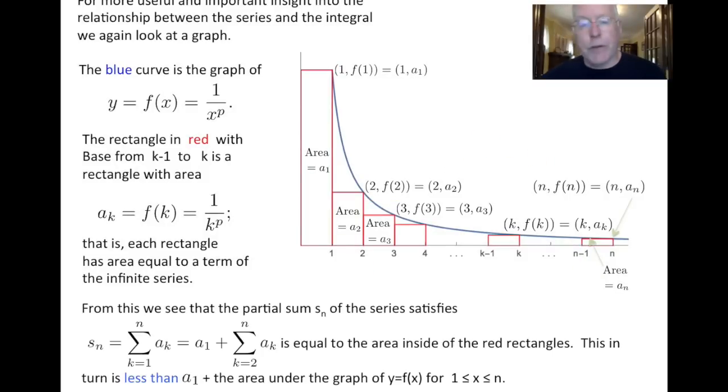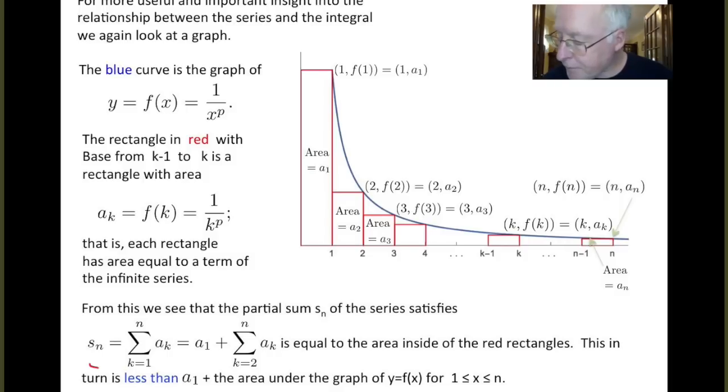Okay, let's continue with this then. So from this we see that the partial sum s sub n of the series, the summation from 1 to n of a sub k, we're going to break off the a sub 1, because notice the a sub 1 rectangle is out here, not really under this graph. So we're going to write this as a sub 1, and then to get the rest of the terms, the sum from k equals 2 to n of a sub k.